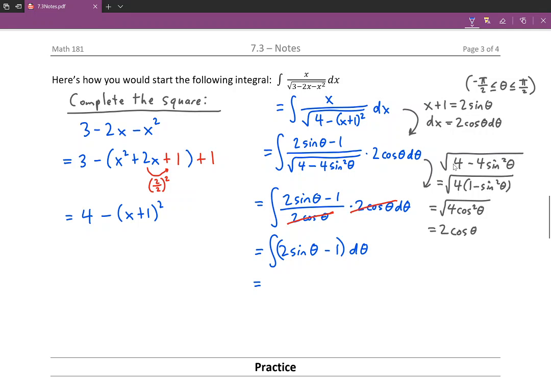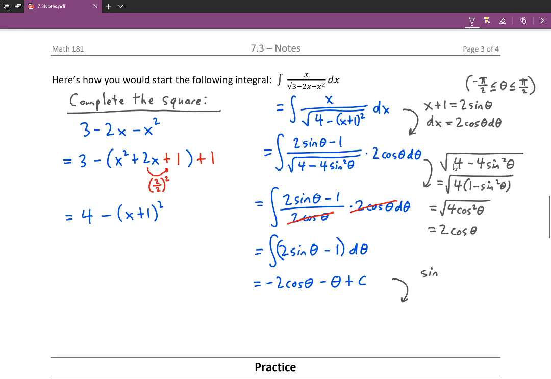So the integral of sine would be negative cosine. Integral of 1 will be theta. Remember that we're integrating with respect to theta. And now we have to get back from theta into x. So let's do that off to the side.